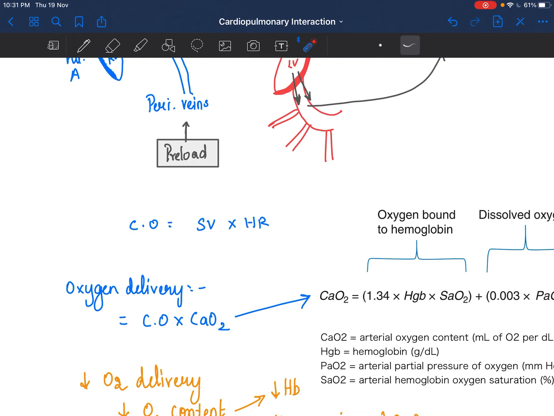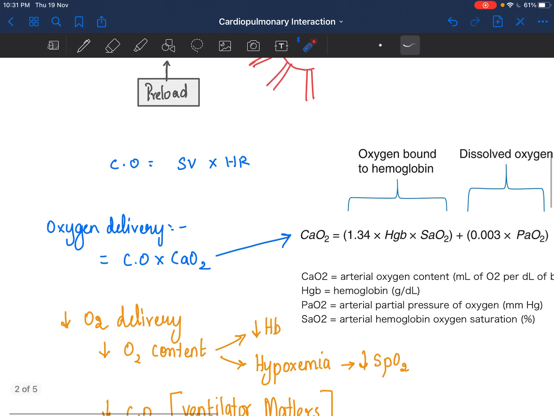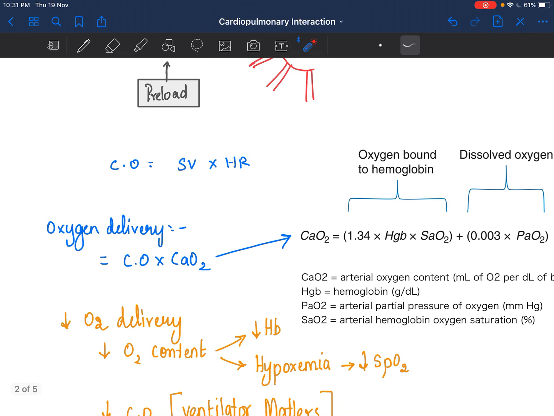Stroke volume varies as a function of your preload, contractility, and afterload, and cardiac output is stroke volume times heart rate. Now you want oxygen delivery to tissues, correct? So what determines oxygen delivery? Oxygen delivery is dependent upon the cardiac output and the arterial oxygen content. How much oxygen is there in the blood? It's not enough that blood circulates, you need oxygen in the blood, correct?